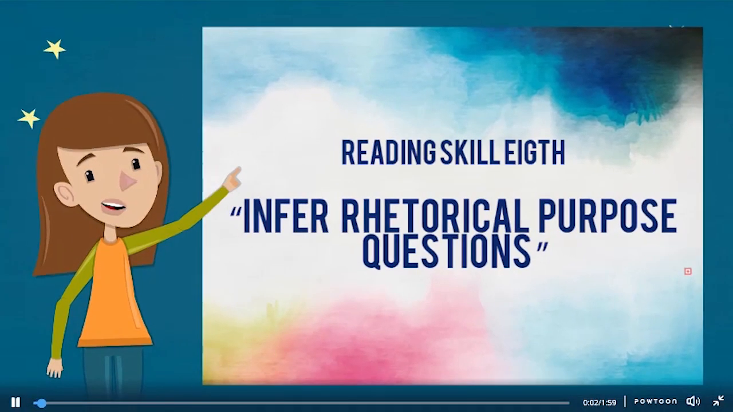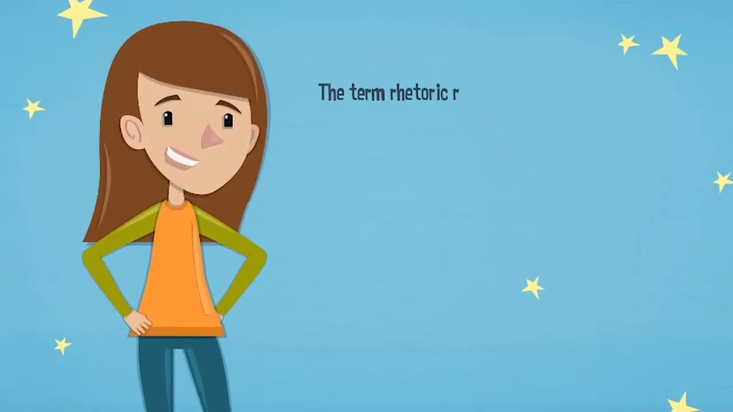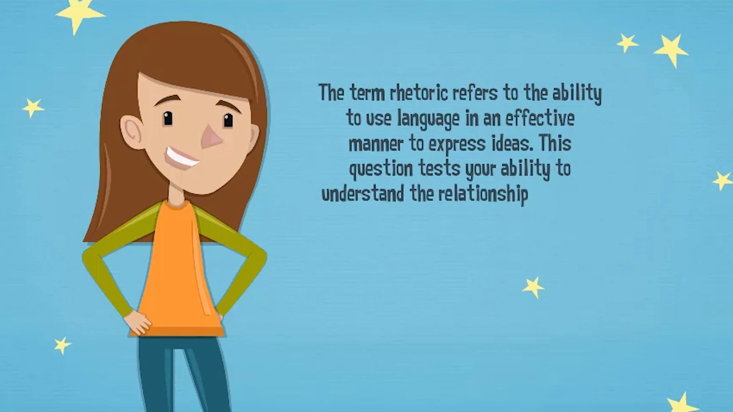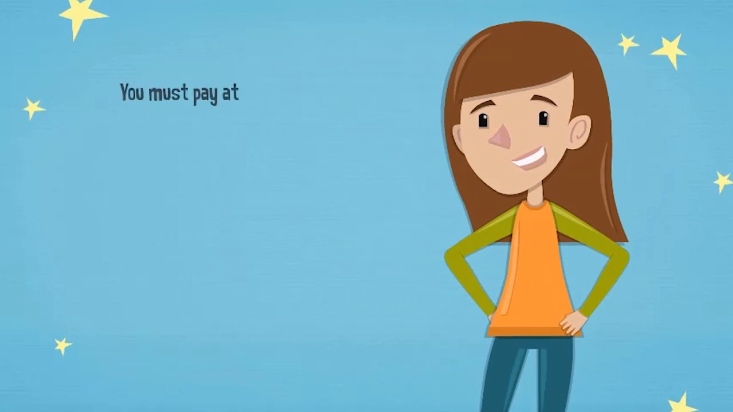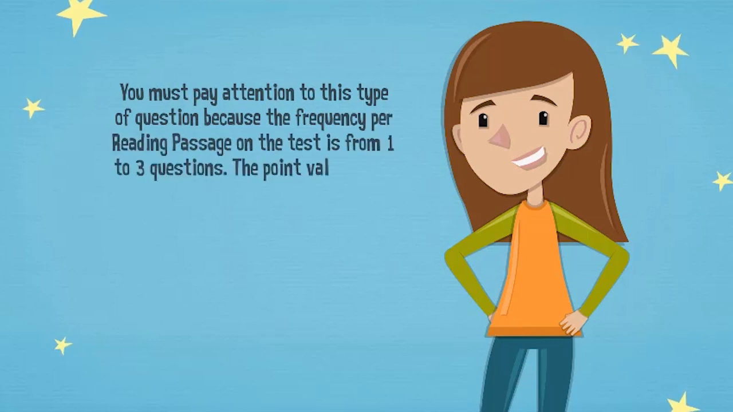Reading skill 8. Infer rhetorical purpose questions. The term rhetoric refers to the ability to use language in an effective manner to express ideas. This question tests your ability to understand the relationship of words and phrases to the ideas being communicated in a passage. You must pay attention to this type of question because the frequency per reading passage on the test is from 1 to 3 questions. The point value is 1 point per question.